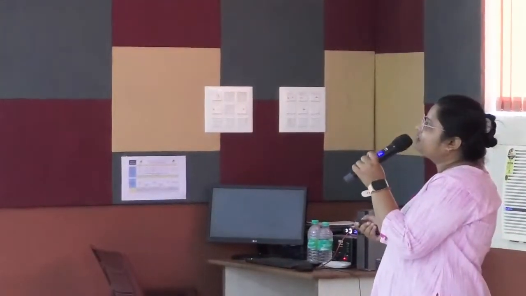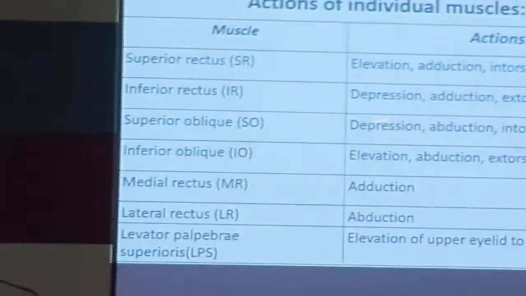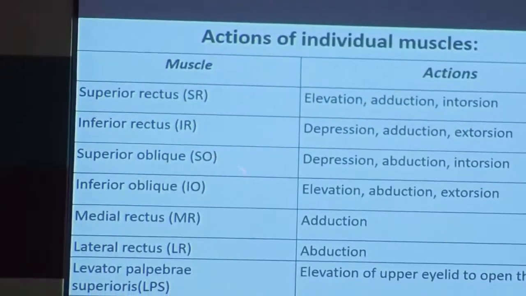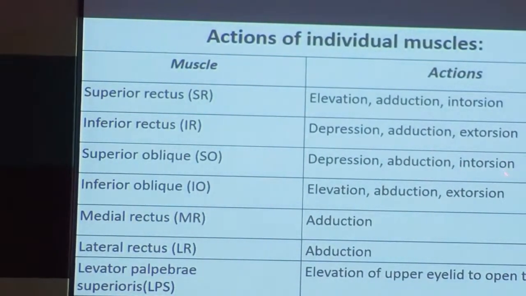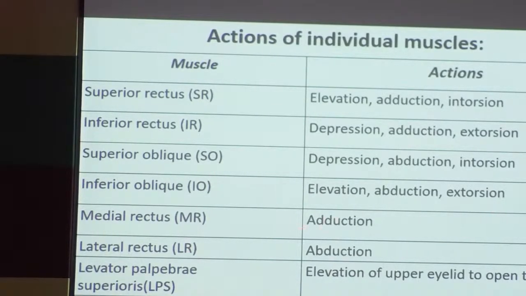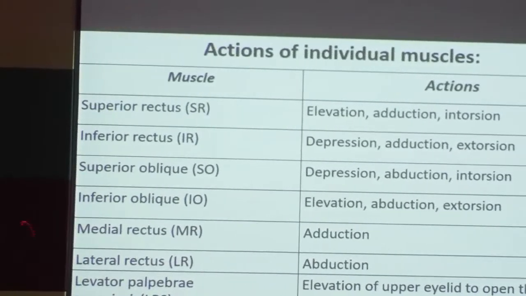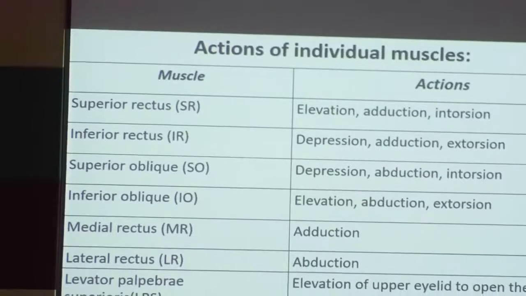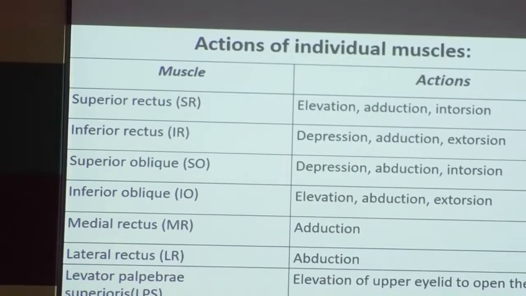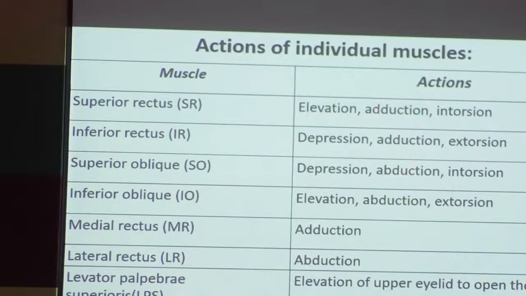Superior rectus causes elevation, adduction, intorsion. Inferior rectus, depression, adduction, extorsion. Superior oblique, depression, abduction, intorsion. Inferior oblique, elevation, abduction, extorsion. And you can see here, medial rectus's sole function is adduction, lateral rectus will pull laterally, there will be abduction. You can see here two oblique muscles are causing abduction, okay? And superior and inferior rectus muscles are causing adduction, okay?